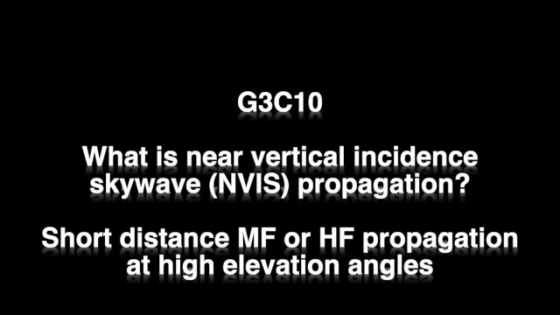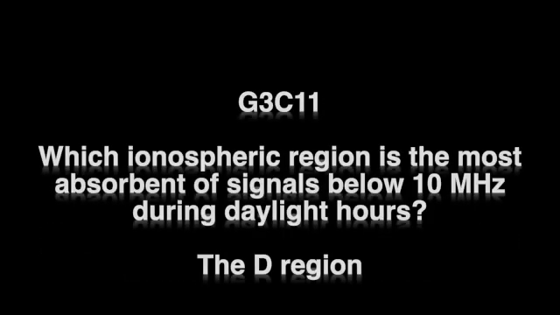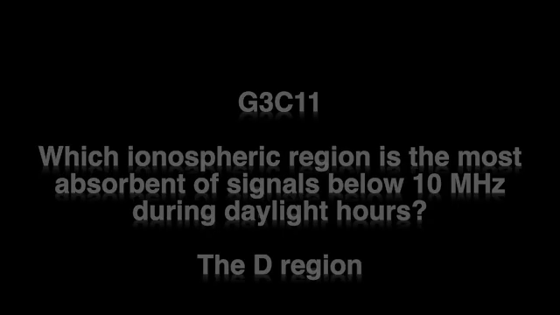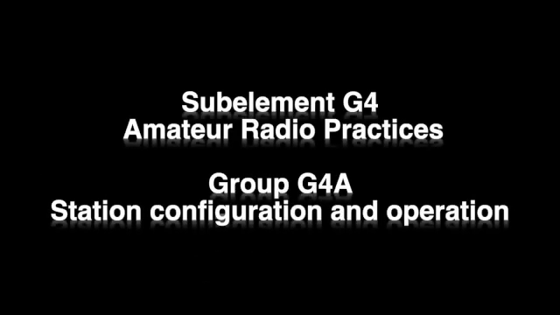G3C10. What is near vertical incidence skywave, NVIS, propagation? Short distance MF or HF propagation at high elevation angles. G3C11. Which ionospheric region is the most absorbent of signals below 10 MHz during daylight hours? The D region. Subelement G4: amateur radio practices. Group G4A: station configuration and operation.